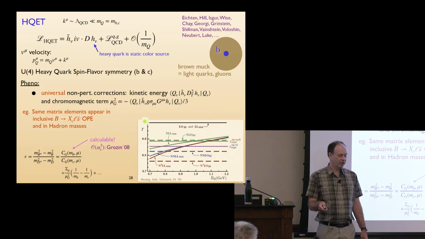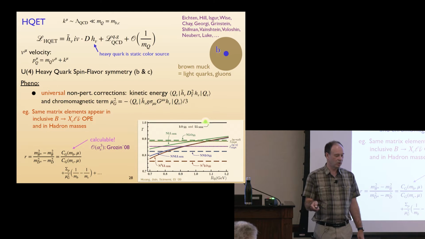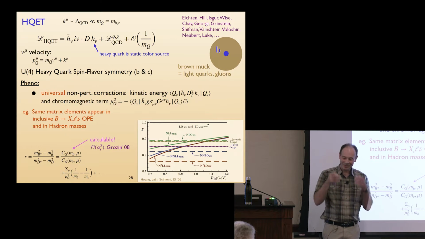And I'm showing over here what it looks like. At leading order, it's 1. And if you do it in the MS bar scheme, at next leading order, you get this dashed green. And that looks very good because the data, depending on whether you're doing up or down or strange mesons, is the dashed lines here. So you're pretty close at next leading order. At next to next leading order, you get actually further away. So you're down here. And Grozin's calculation takes you down here. And you're, such a beautiful result.